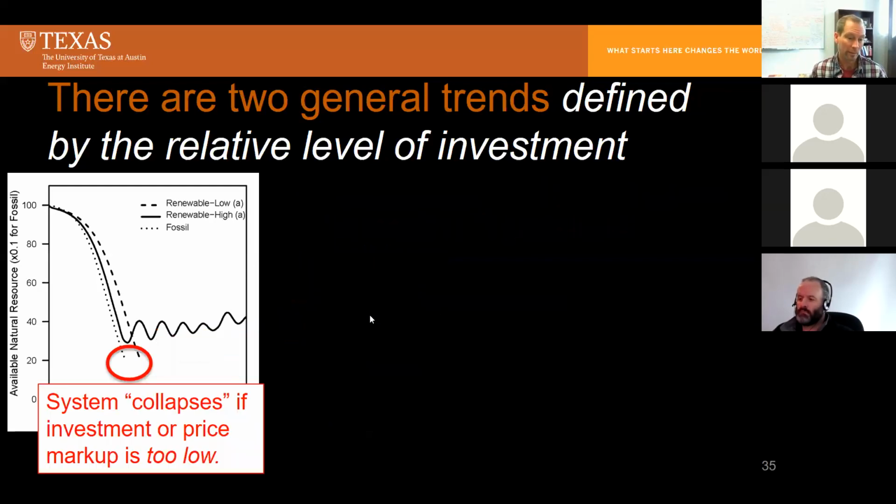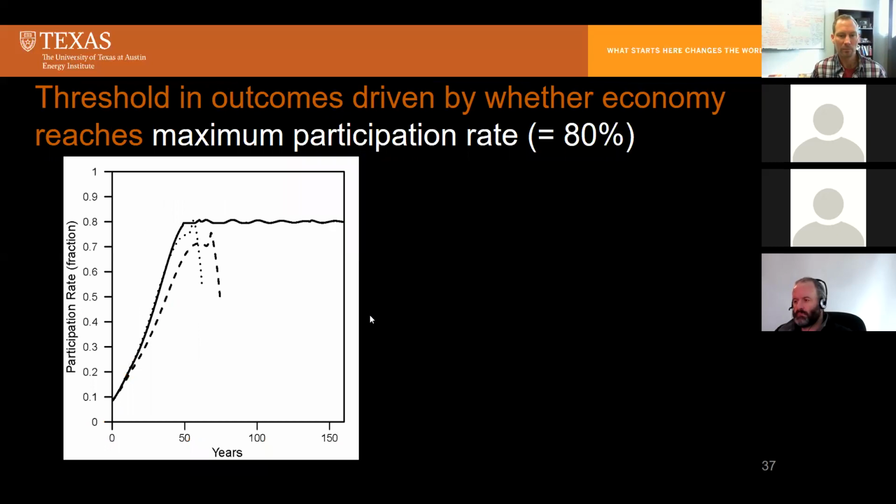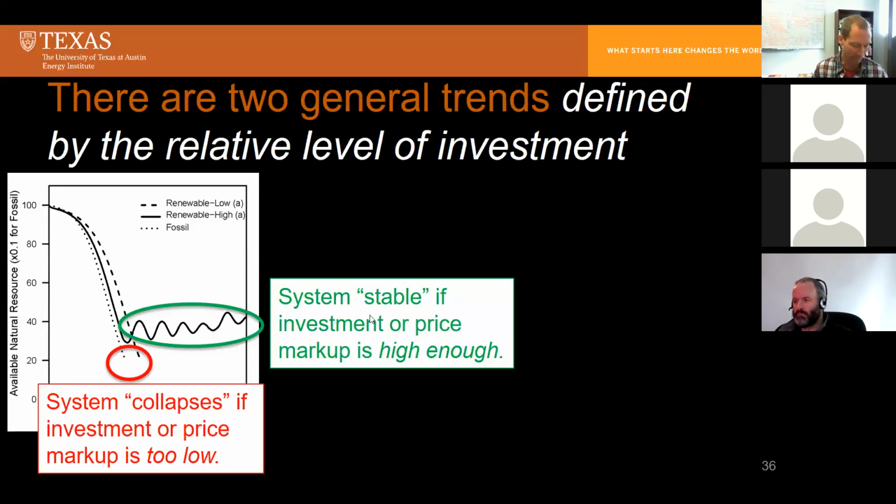Okay, so the takeaway from the renewable low case, or not investing enough, is that if you don't invest rapidly enough, or alternatively, if the price markup is too low, you get the same result: the system will collapse, or essentially you end up with this rapidly collapsing situation. But if you do invest high enough, then you end up in what I put in quotes here as stable. It's not stable in the full steady-state sense of all states, but you end up in a more stable situation if you invest fast enough, or have a high enough markup. We'll go over this throughout the rest of the results.